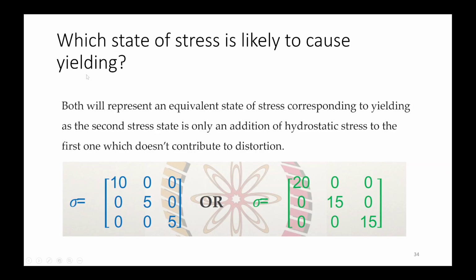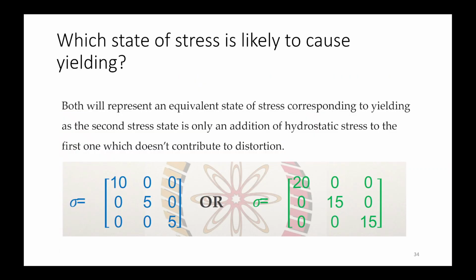Now which state of stress is likely to cause yielding? So I think you got this type of question in this assignment as well. In this case, both of these are almost similar, just the addition of a hydrostatic state. If I add 10, 10, 10 to all these principal stresses, then I can get this stress state. So both will represent an equivalent state of stress corresponding to yielding, as the second stress state is only an addition of hydrostatic stress to the first one, which doesn't contribute to distortion.